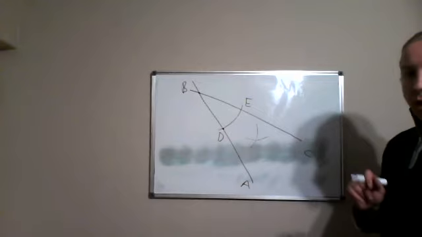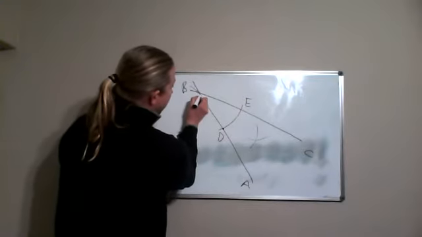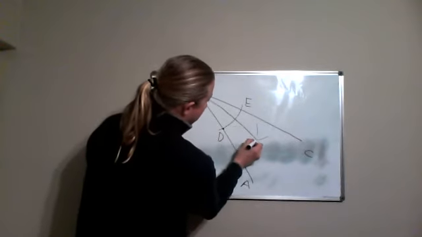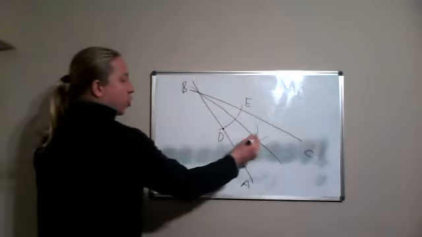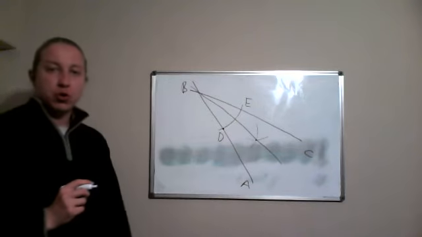All right. Once you are done with that, you take your ruler and join the point where the angle starts, B, and the intersection between the two arcs.